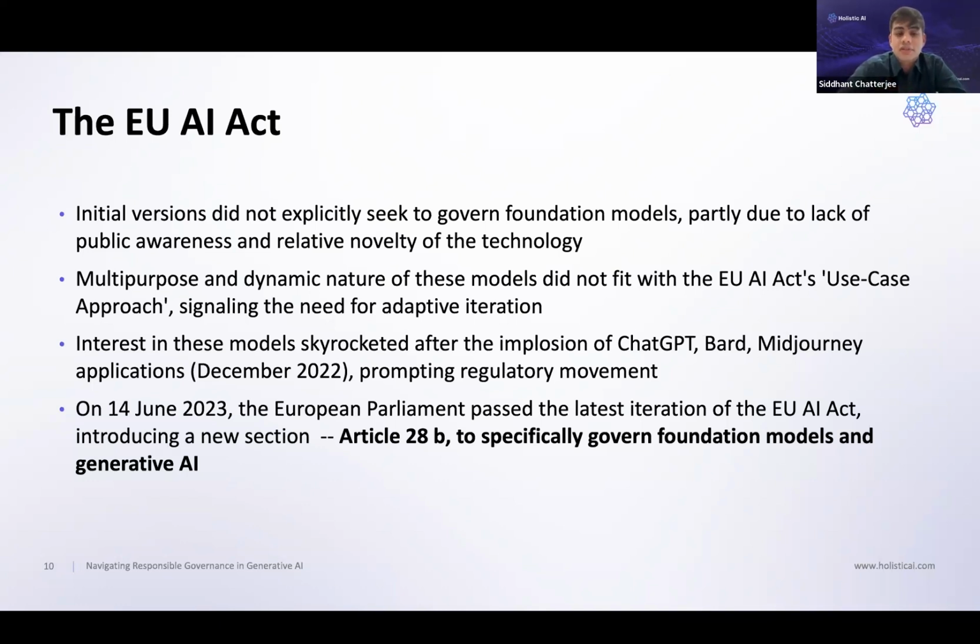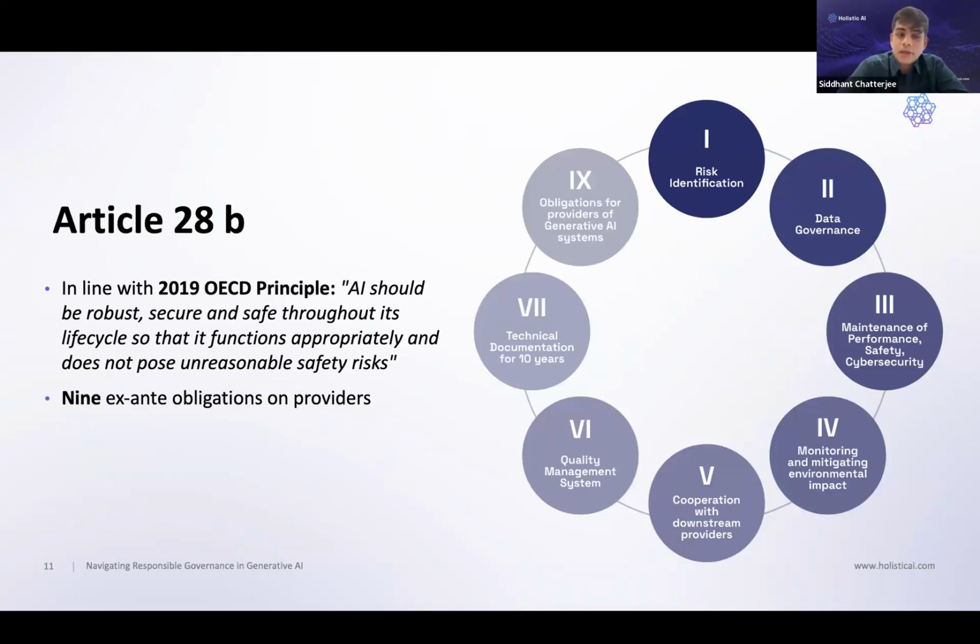And noting these discrepancies, the European Parliament on the 14th of June this year passed with a very large majority the latest iteration of the EU AI Act, where they introduced a new section, namely Article 28B, to cover these models. Article 28B, though being very new, is in line with the 2019 OECD principle on AI, which states that such systems should be robust, secure, and safe throughout that life cycle so that they function appropriately. Essentially, this article imposes 9 ex ante or before the fact obligations on the providers of these models, as in those who develop these models, which really range from risk identification, baseline conformance, to additional requirements for providers of generative AI models, which I will cover in detail in the next slides.